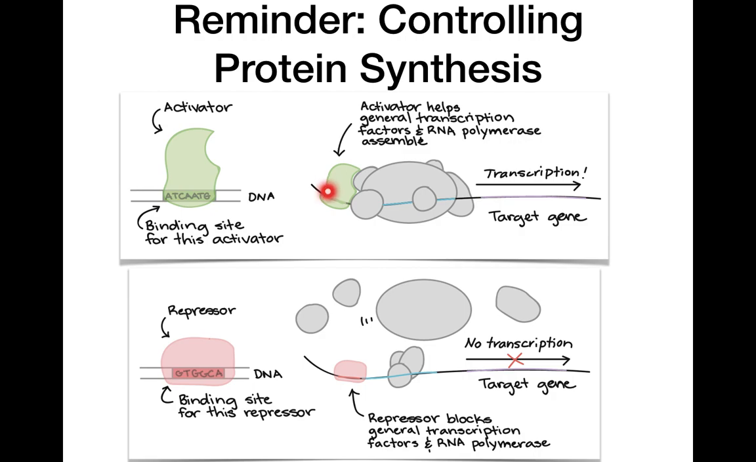So here's my activator, and here's RNA polymerase and the whole assembly. I'm going to then transcribe that target gene. Maybe it's a gene necessary for making the myelin sheath of a neuron or making the axon of a neuron long, something like this. Whereas a repressor is going to bind a different sequence and then block it. So the factors can't bind and there's no transcription of that gene. So things that are necessary maybe for an epithelial cell, a stomach lining cell. If I'm making a neuron, I don't want that DNA transcribed, so I block it.